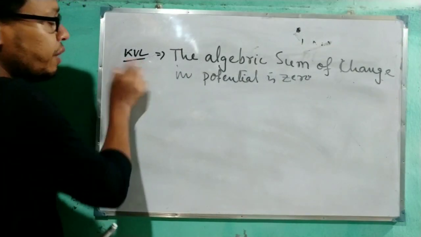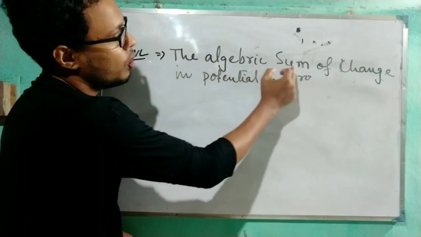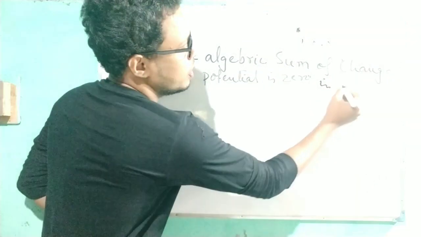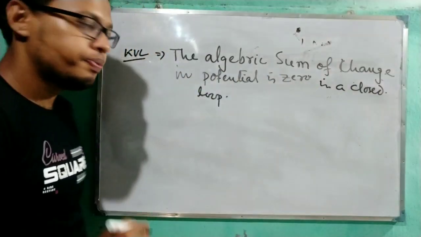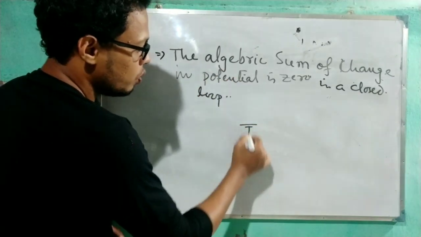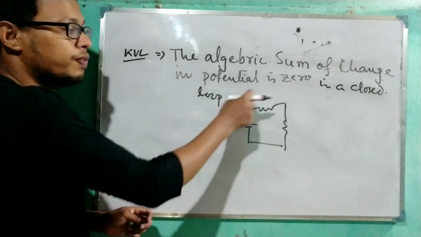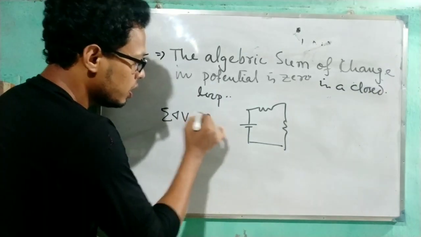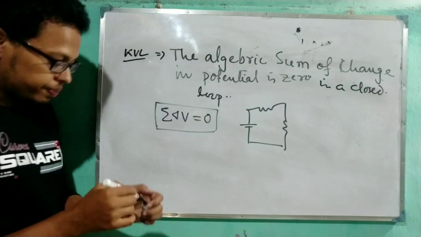Next, the KVL means Kirchhoff's voltage law. What is the law? The algebraic sum of the changes in potential is 0 in a closed loop. That is important, in a closed loop of an electrical network. Now, what is the meaning of this? Suppose if we take one closed loop like this, then the total potential change of that closed loop will be zero. Means summation of delta V equals zero. That I will explain with numericals also.